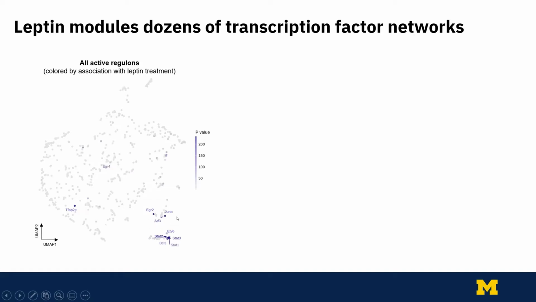But then also another chunk of transcription factors, such as JUNB, ATF3, and EGR2, which are known immediate early genes, indicating that leptin is actually activating populations as we would expect.